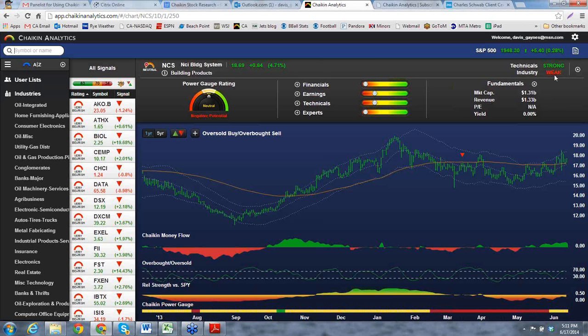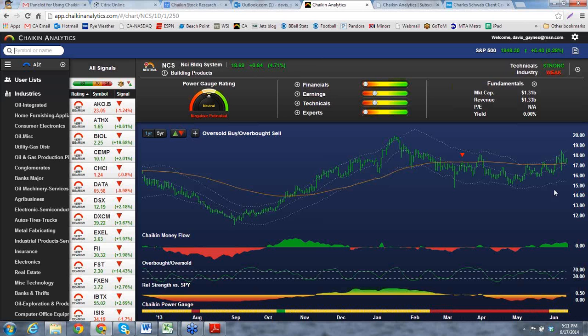The industry group is a weak one. Financials, earnings, technicals, expert opinions, the whole deal is pretty weak. So it went against its technicals when it moved above the 200-day moving average. I think I said the opposite a minute ago, excuse me. It went against the technicals, which is why it got the neutral rather than the bearish ranking.